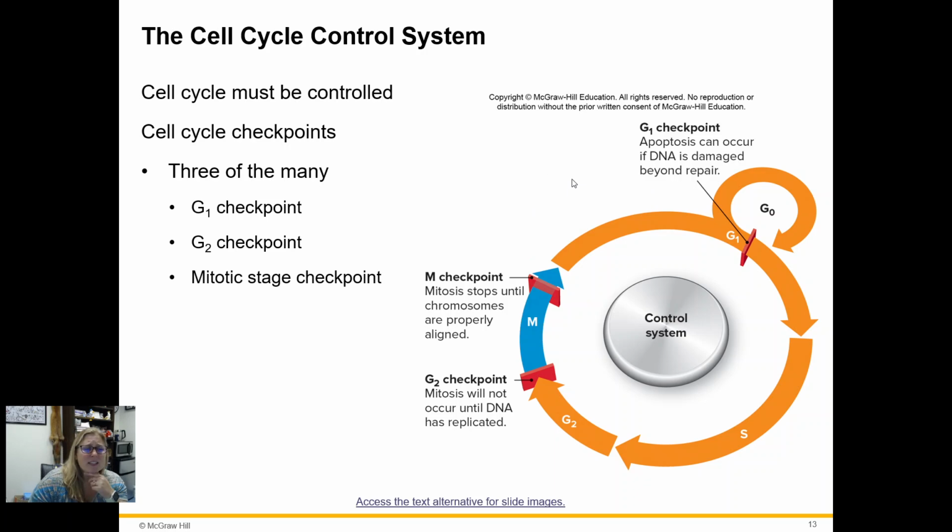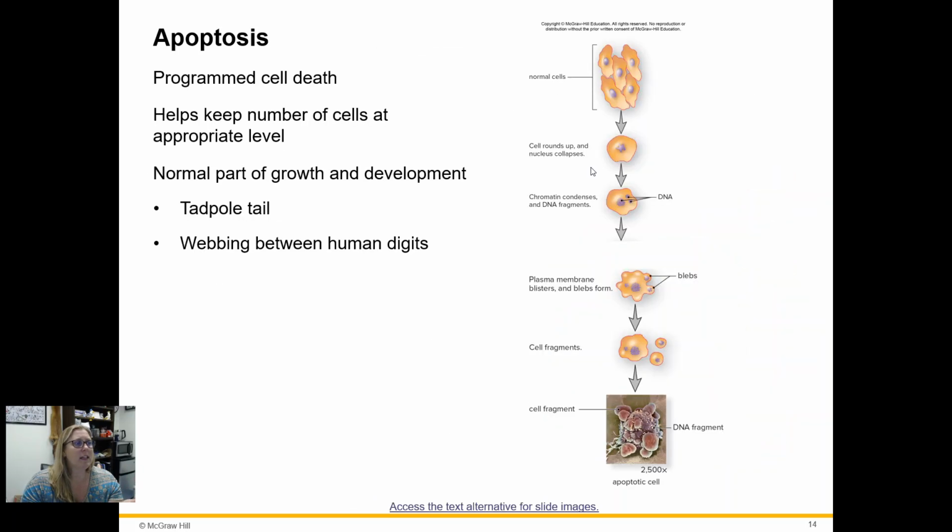Apoptosis can happen at any point here or at any other point during the cell cycle, especially if the cell gets infected by a virus. It might be told to go through apoptosis to prevent other cells from being infected. So we'll see that apoptosis is very, very normal. This is part of programmed cell death. It helps keep the number of cells at an appropriate level.